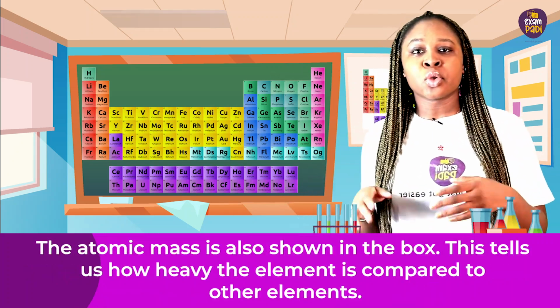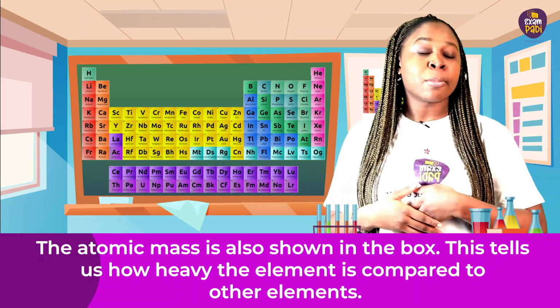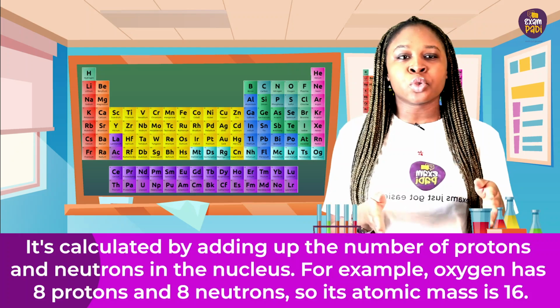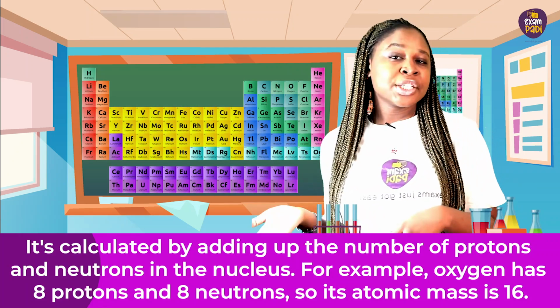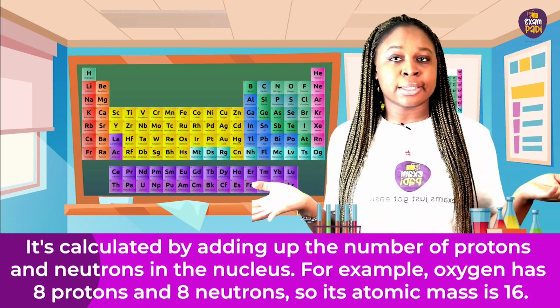The atomic mass is also shown in the box. This tells us how heavy the element is in comparison to other elements. It's calculated by adding up the number of protons and neutrons in the nucleus. For example, oxygen has 8 protons and 8 neutrons, so the atomic mass is 16.